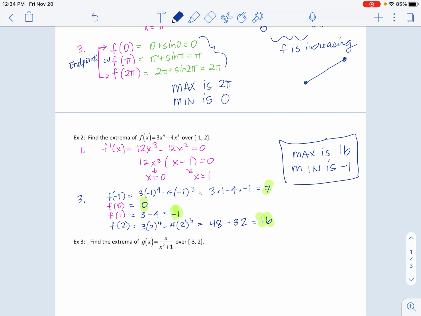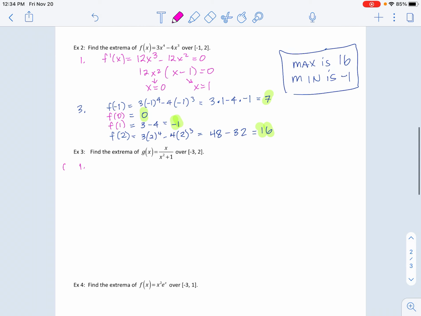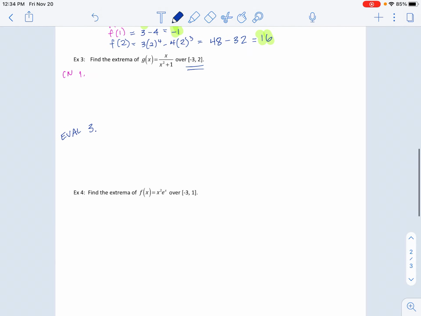The end. I think the next one might be a really good one for you to try on your own right now. Again, do your critical numbers, and then do your evaluations. That's the step 3 we're talking about, making sure to include the endpoint evaluations. And again, this is done without a calculator, so try to grind through this without a calculator. It will serve you best in the long run.